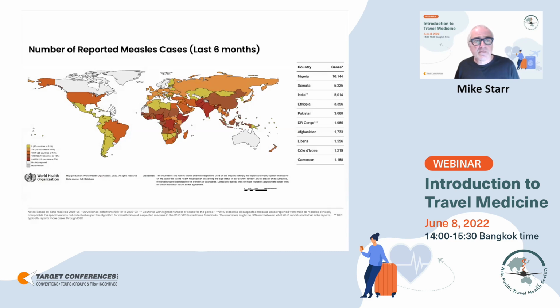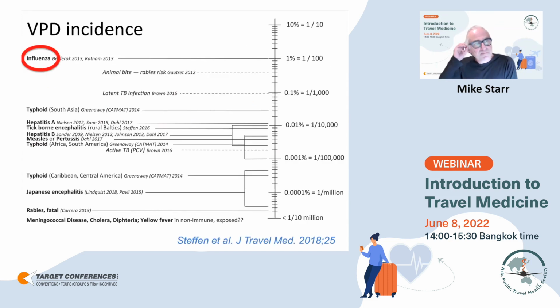So in this context, here are the cases of measles in the last 6 months, and you can see that in a number of countries in Africa, Nigeria, Somalia, and in India, there have been high numbers of cases reported. And so for people traveling to these countries, we should think about measles vaccine. It's a routine vaccine, but we should consider giving a booster.